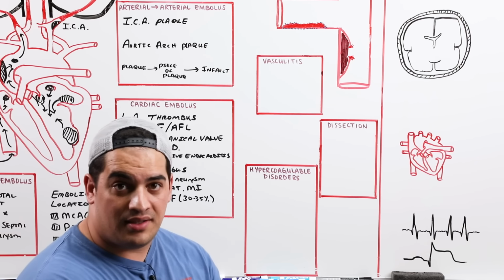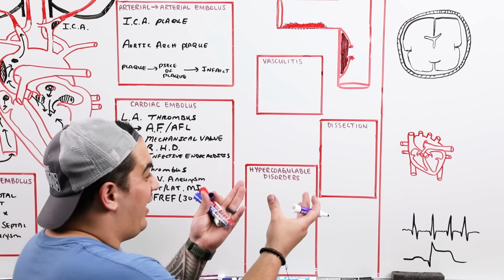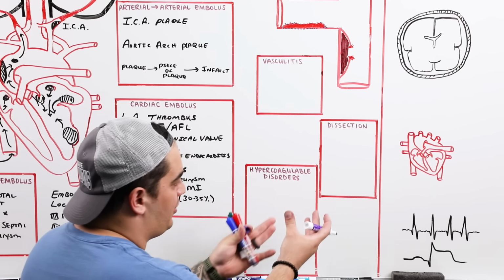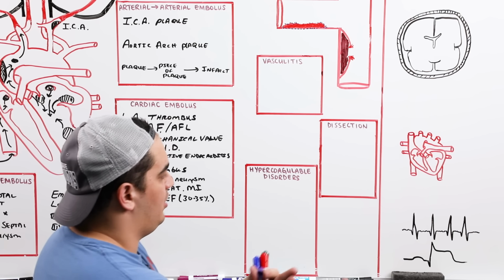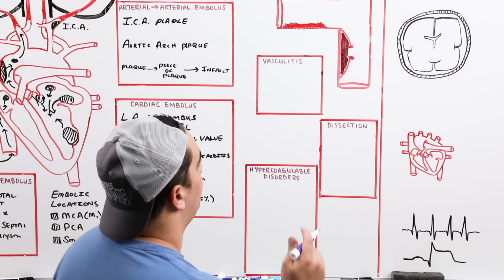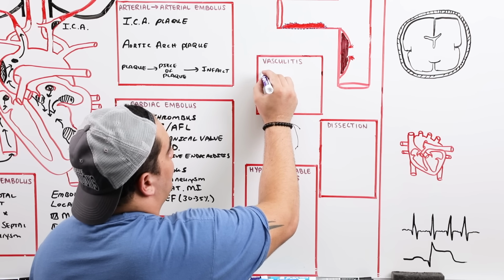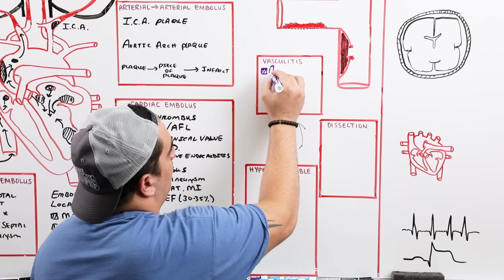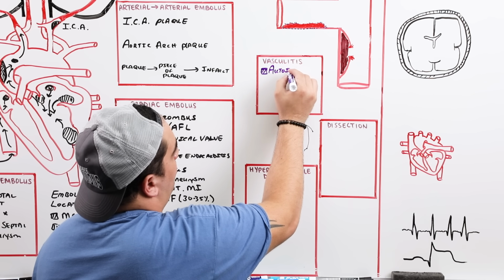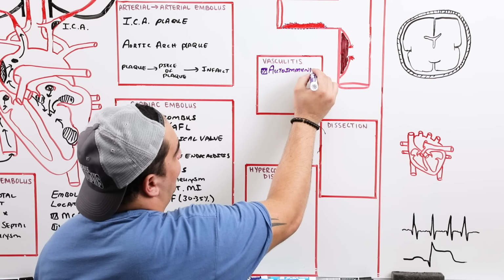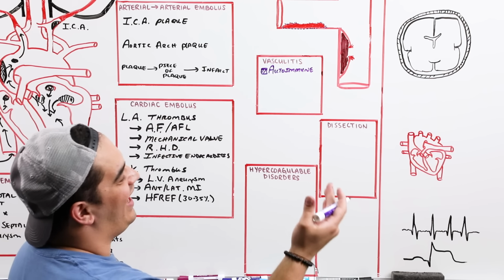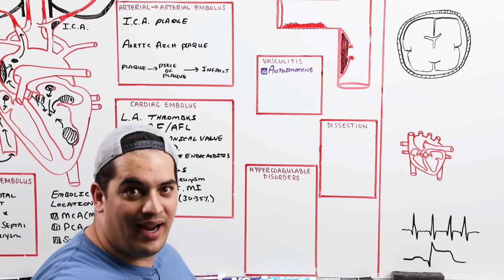All right, the other causes that I want you guys to be thinking about is the other rare causes, so vasculitis, dissection, and hypercoagulable disorders. You should think about it because you don't want to miss it in case it's not one of these. So vasculitis, so there's a couple different types, right? So when we talk about vasculitis, it could be autoimmune. Okay, so there is a couple different types of autoimmune vasculitises. Think about Takayasu's, think about giant cell arteritis, right?